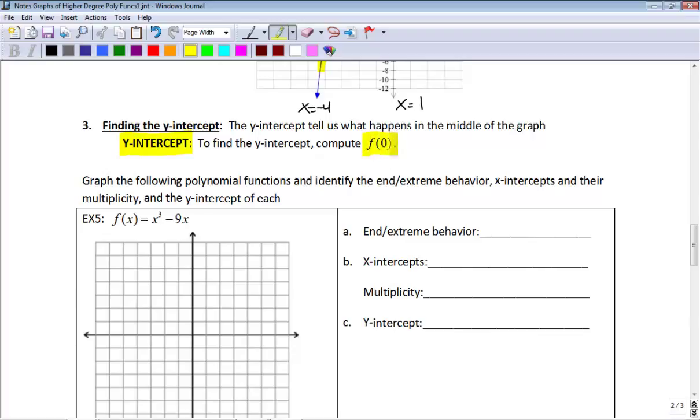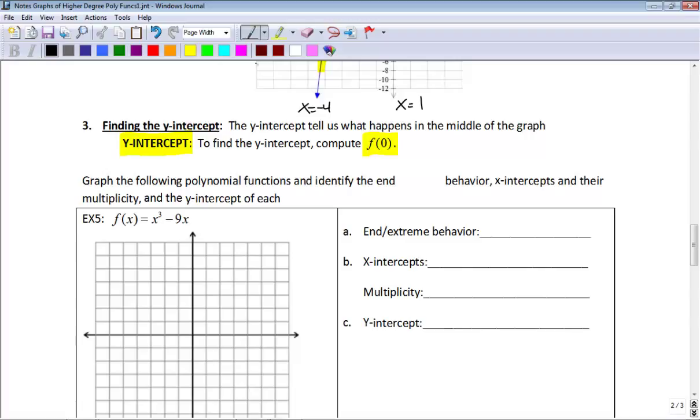How do you find the y-intercept? Compute f of 0. Remember, that's a function value, so that says put a 0 in place of all the x's in your function and then just simplify. So every time from here on out, you're finding the y-intercept, really easy. Find f of 0, there's your y-intercept.